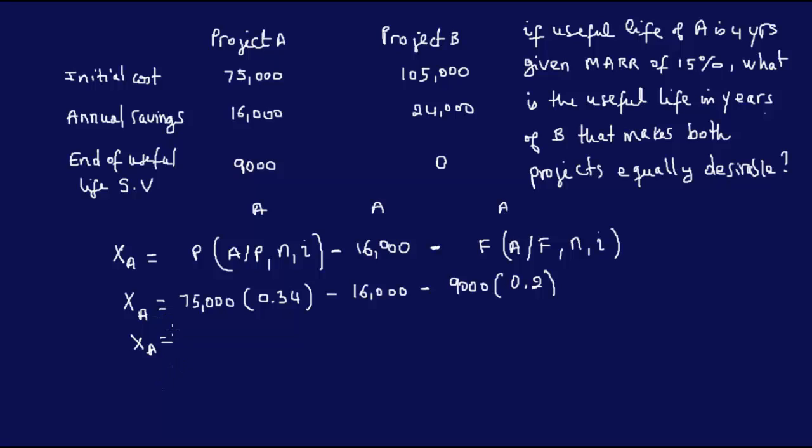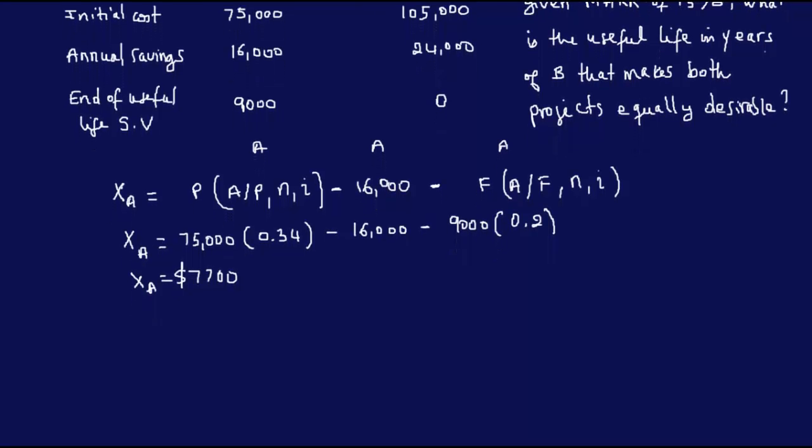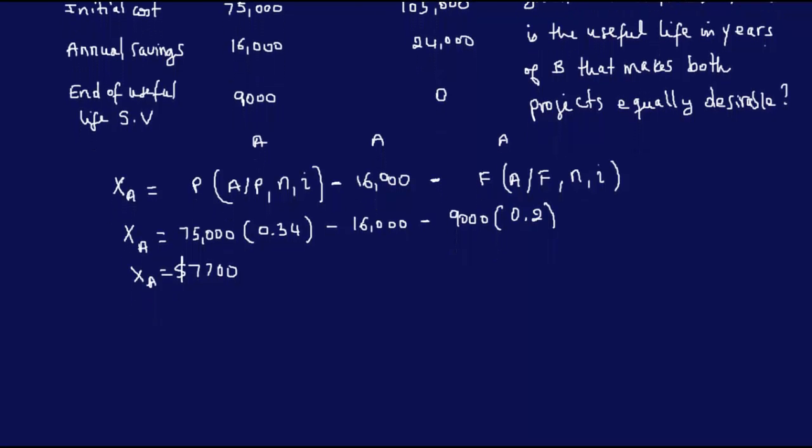Okay, so I have $7,700. Yeah, I think that's the value here. Dollars here. Okay, so that's for XA. Now let's see for B, the final amount for B. Again, if you want to get the exact answer, please use interpolation.